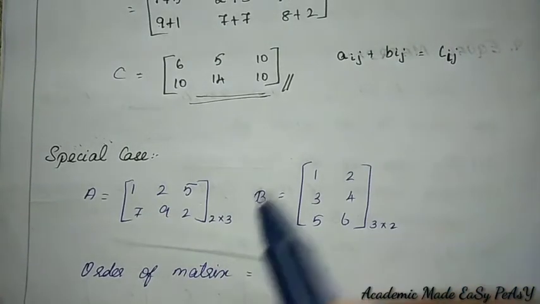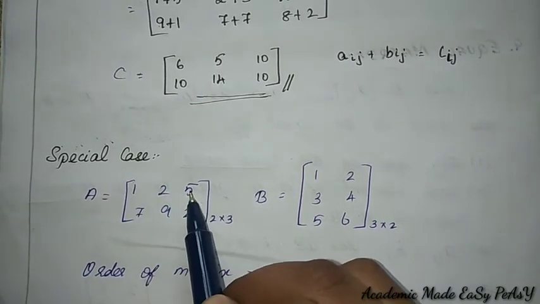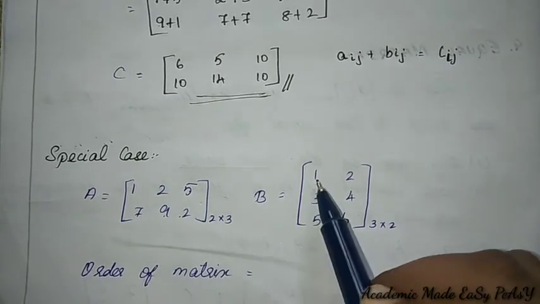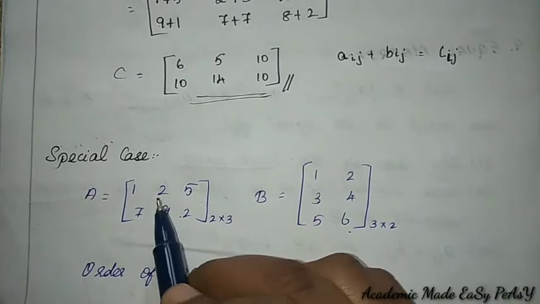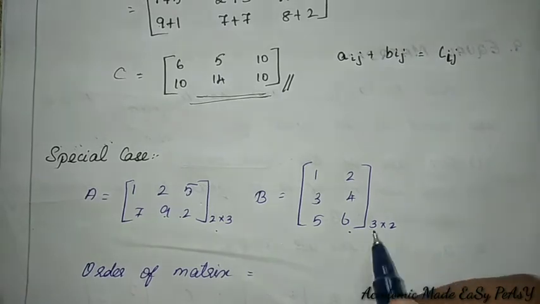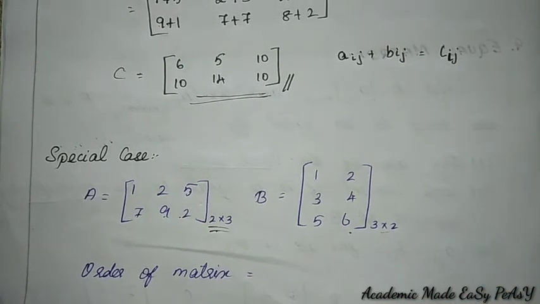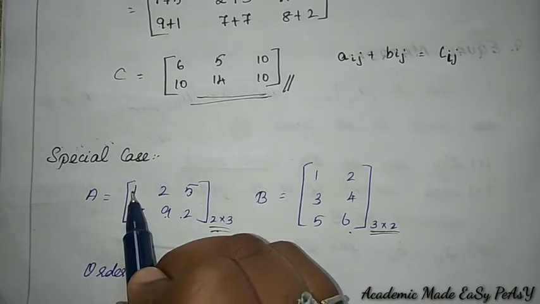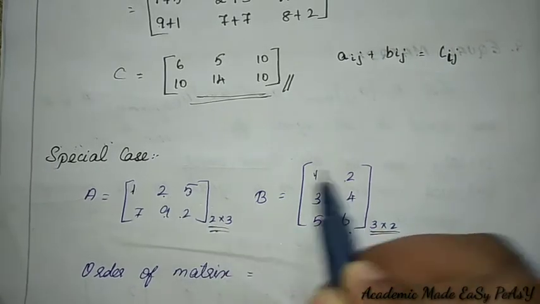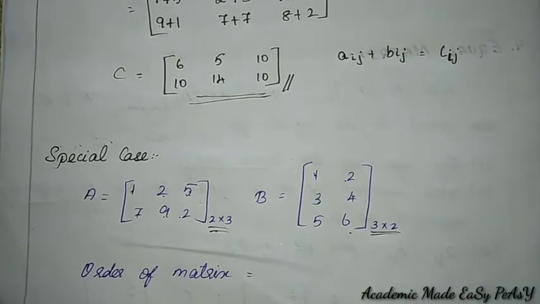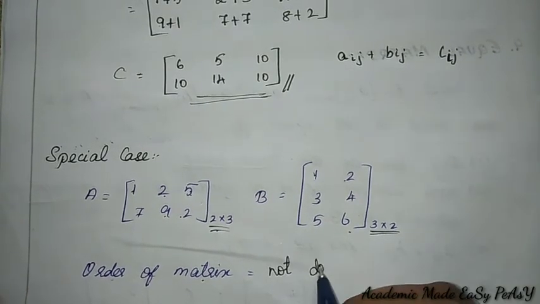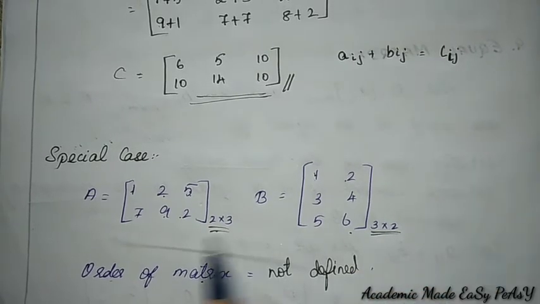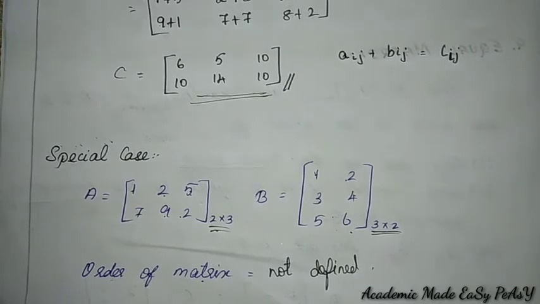Now let's see a special case. A = [1, 2, 5; 7, 9, 2] and B = [1, 2; 3, 4; 5, 6]. This one is of order 2 by 3 and this one is of order 3 by 2. This has 2 rows and 3 columns. This has 3 rows and 2 columns. If we add the corresponding elements, 1 plus 1, 2 plus 2, 5 plus what will you add? You can't add with anything, no. Therefore, the sum of these matrices is not defined. We cannot add these two matrices because the orders of the given two matrices are different.